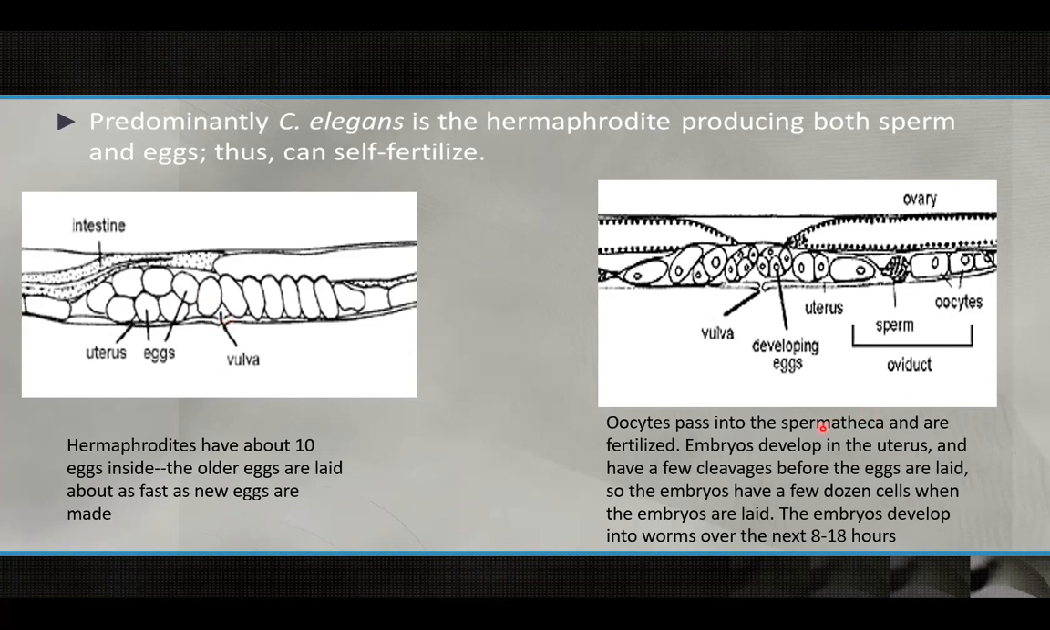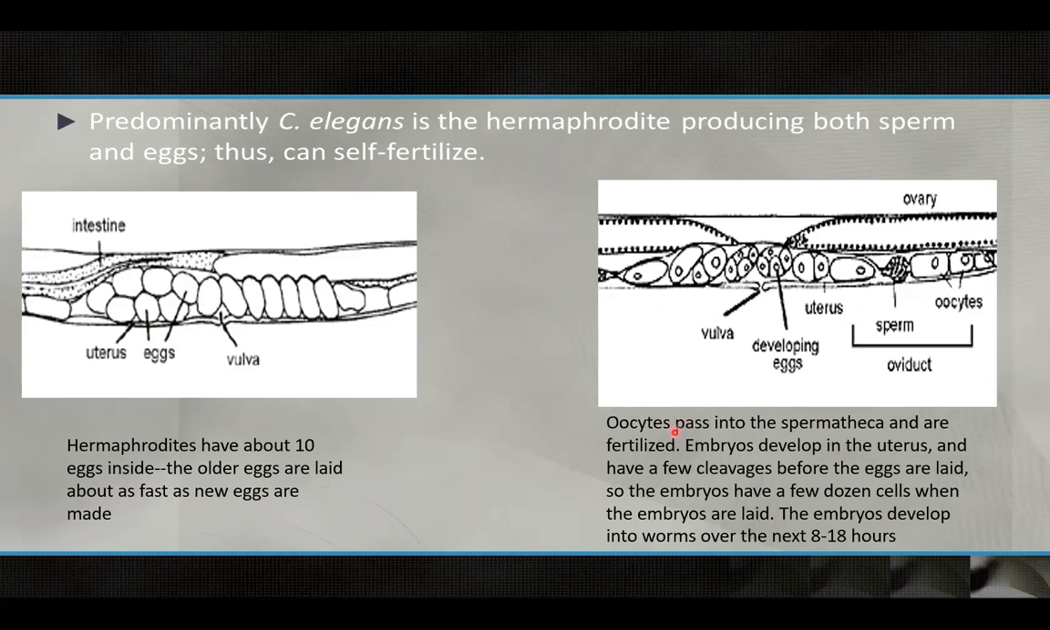Oocyte passes into the spermatheca. So see, it is this oocyte that is going to pass into the spermatheca. You can find just before the vulva. आप देख सकते हैं vulva से पहले यहाँ पर eggs हैं और vulva के बाद में ventral surface of the body की तरफ sperms हैं.